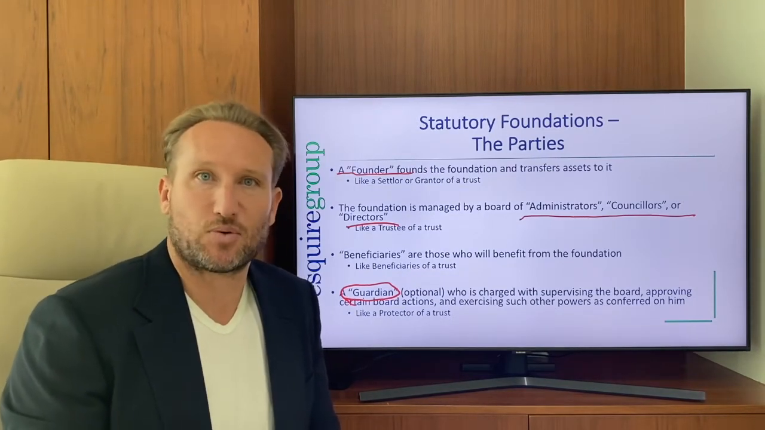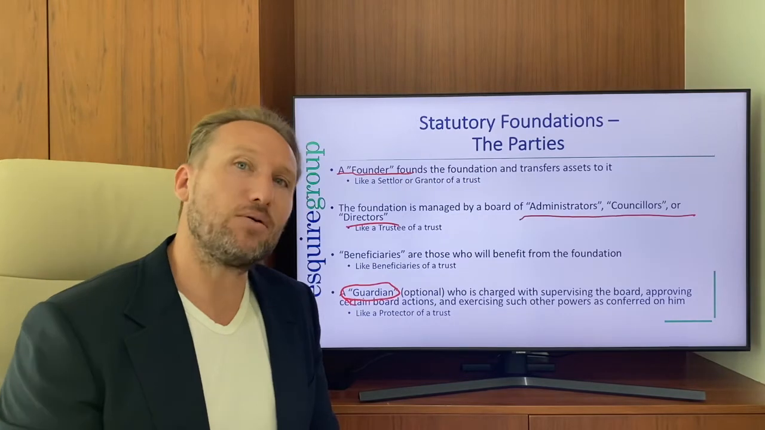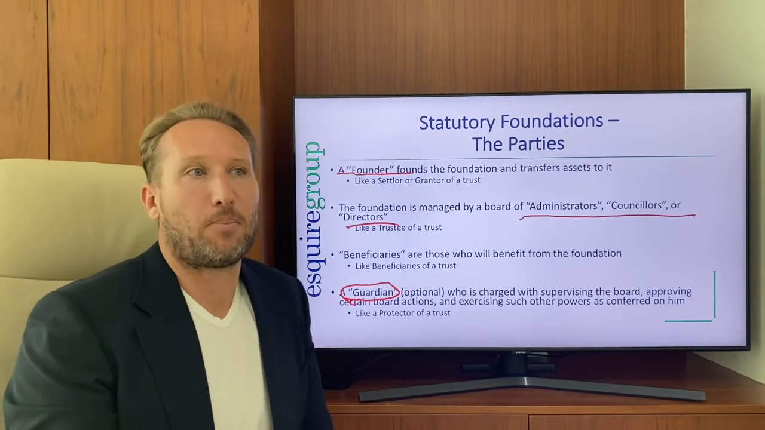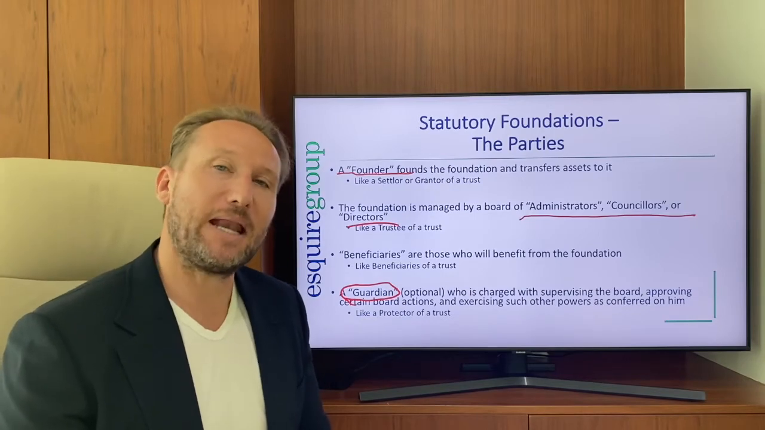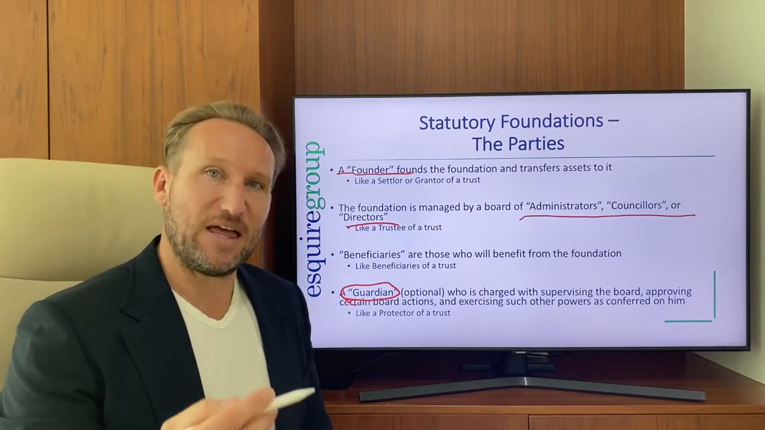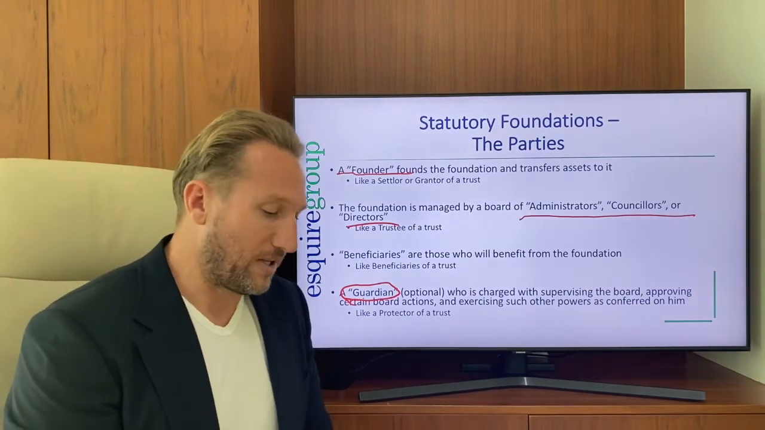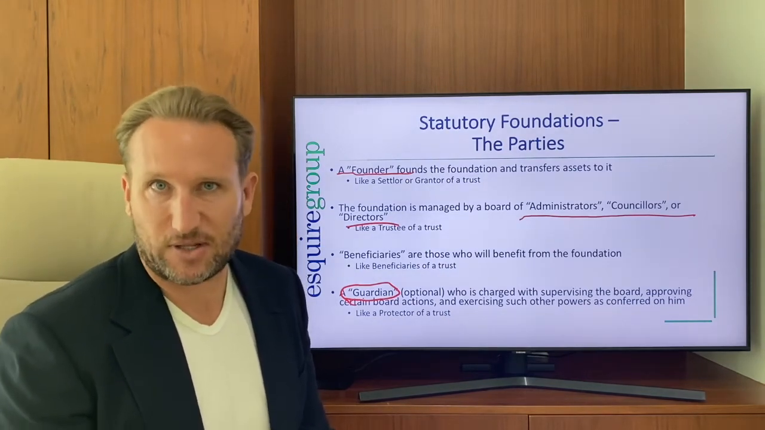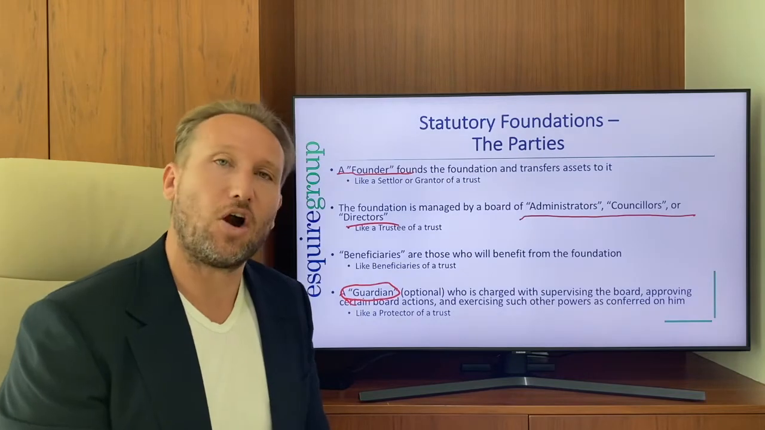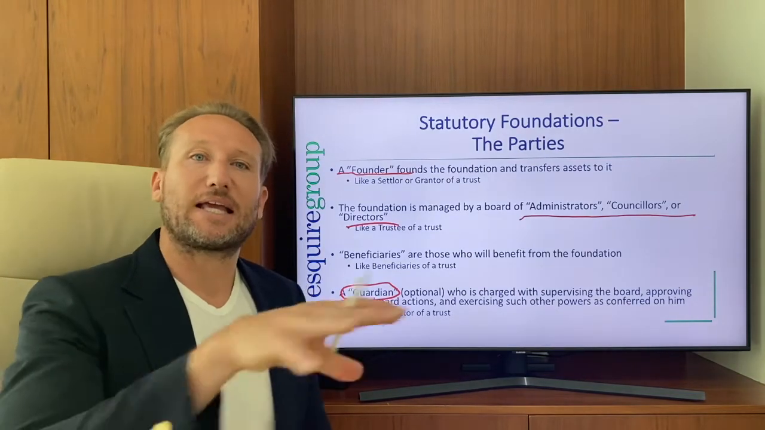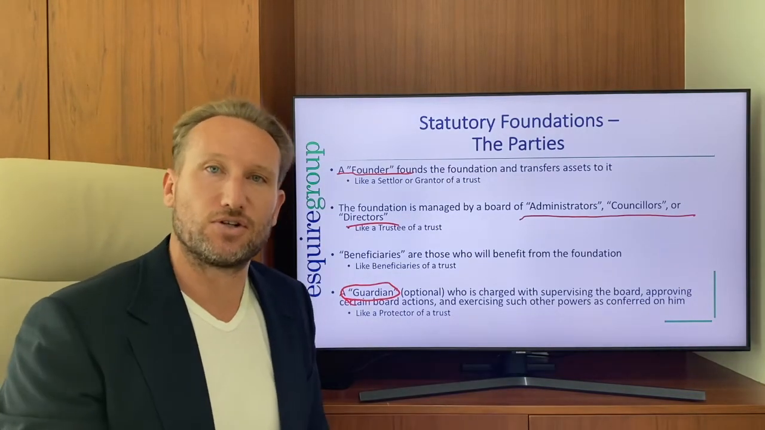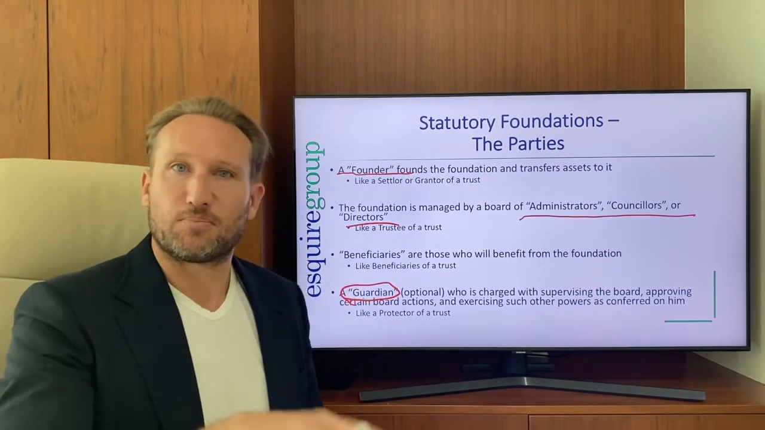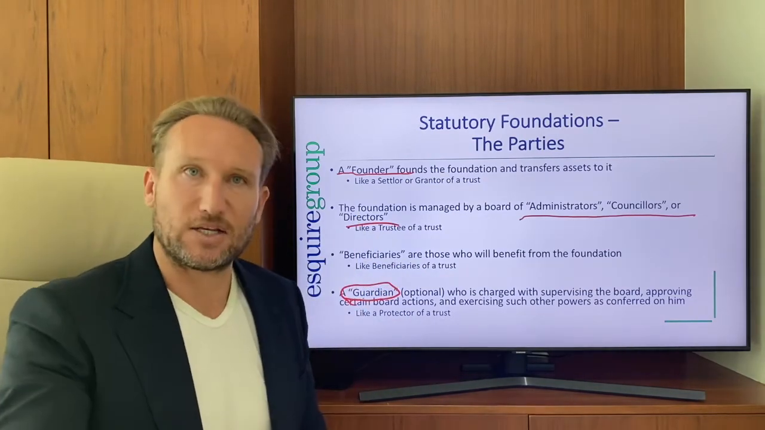So a lot of times what you do is the founder will found the foundation, transfer assets to it, and then appoint a professional board to manage the foundation. But then the founder will also be the guardian, or maybe they appoint a trusted family member, or a trusted advisor like a lawyer or something to act as guardian. And the guardian then kind of keeps an eye on the board of directors to make sure they're doing what they're supposed to be doing, and that they have to seek his approval for doing certain things like making distributions.